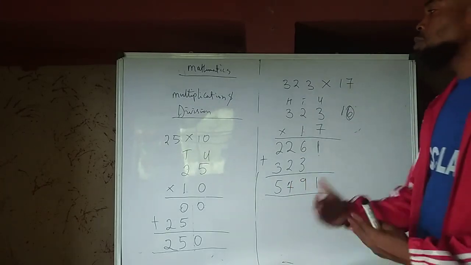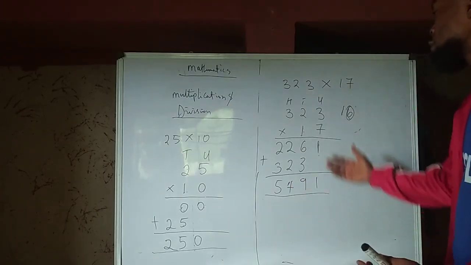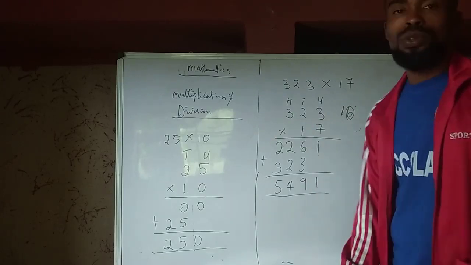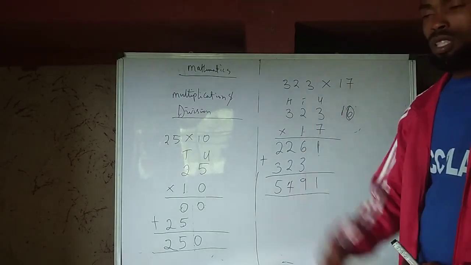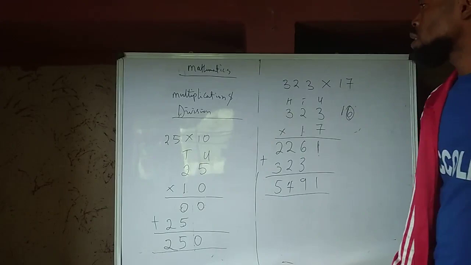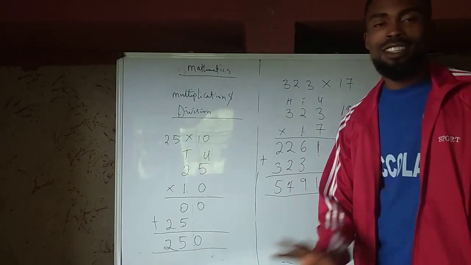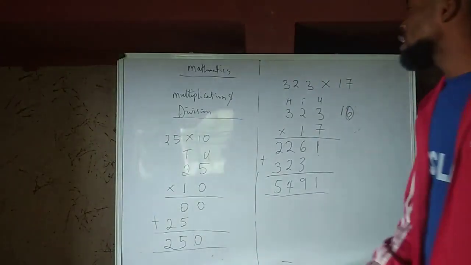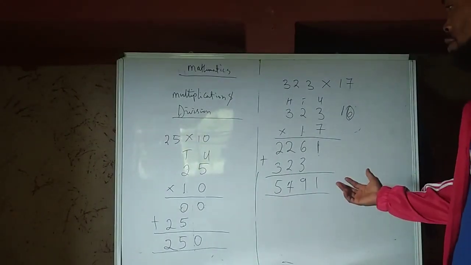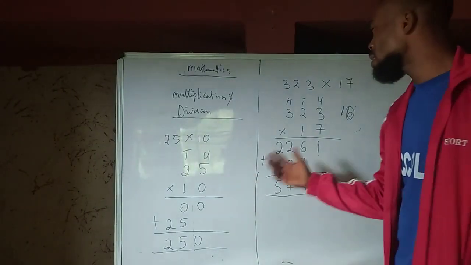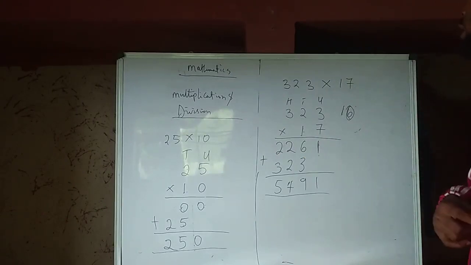So whatever number of digits you're multiplying, if you follow this method, you get to the solution very quickly and nicely and smoothly. All right. So I think this is okay for multiplication.